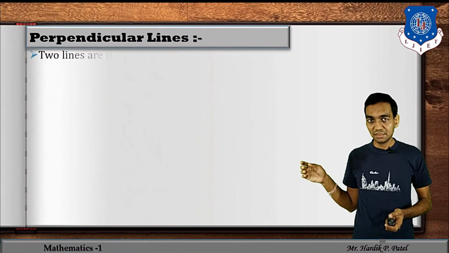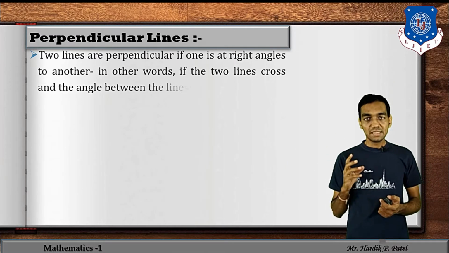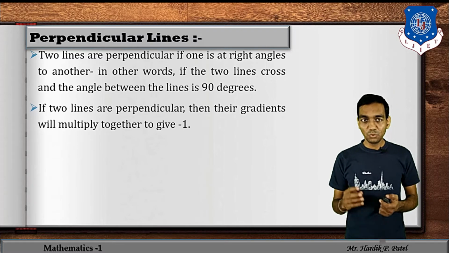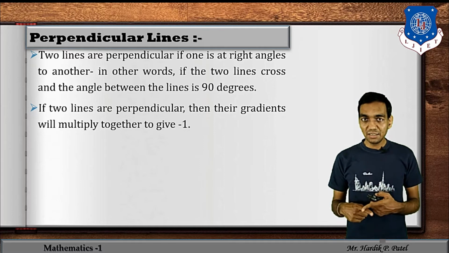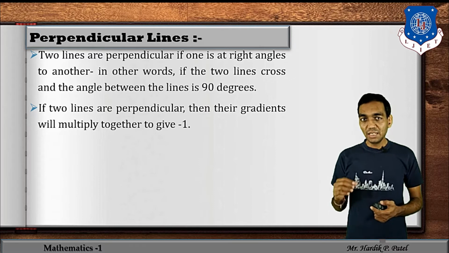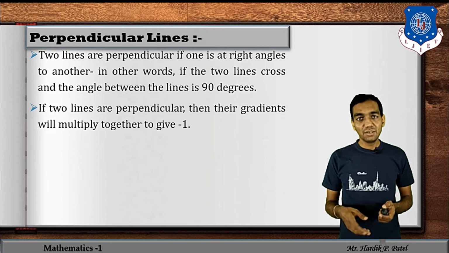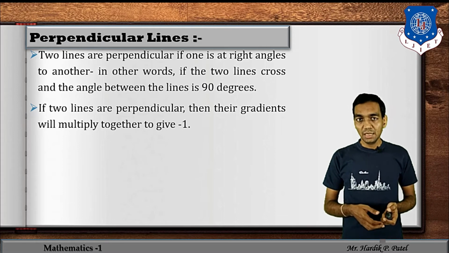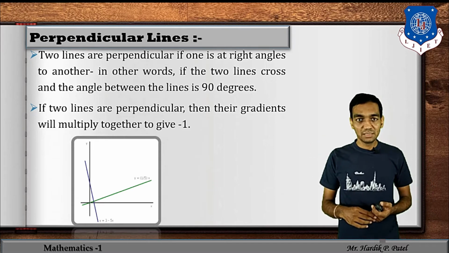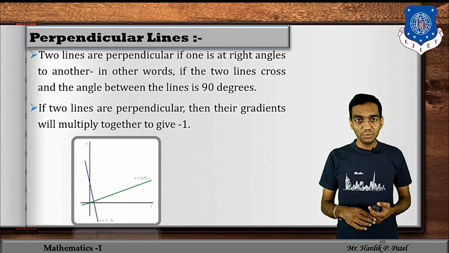Now perpendicular lines. Two lines are perpendicular if one is at a right angle to the other. That means if two lines intersect each other at 90 degrees, then we say that the two lines are perpendicular. If two lines are perpendicular, then their gradients multiplied together will give you the answer minus 1. Here in the figure we have taken two lines: the first is y is equal to 2 minus 5x, and the second one is y is equal to 1 by 5 into x.